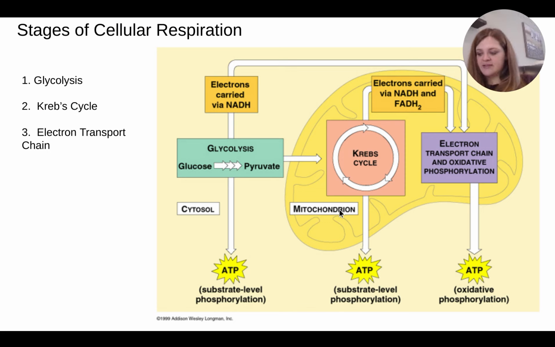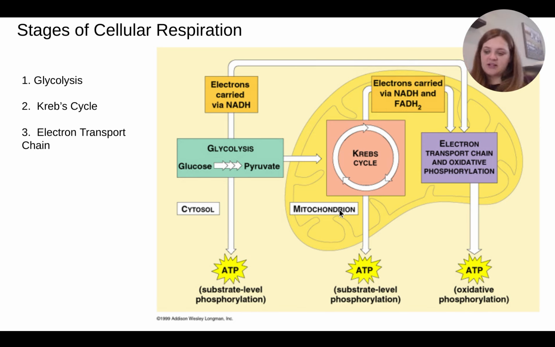Okay, so we're going to talk about some different stages of cellular respiration. The first one is called glycolysis. Glyco refers to sugar, and lysis means to cut. So we're going to take our glucose molecule and turn it into what's called pyruvate. Basically, we're going to take that sugar and split it into two.